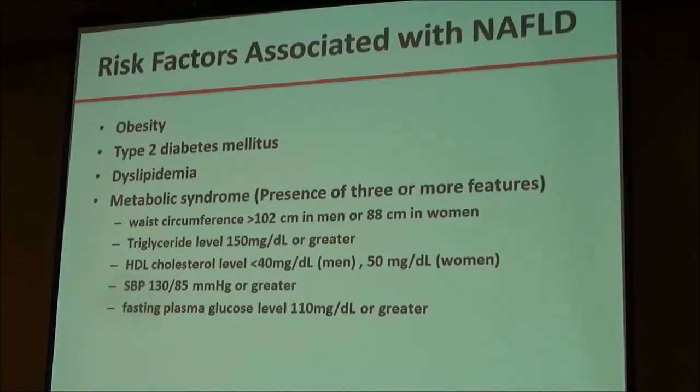So I alluded to risk factors for NAFLD: obesity, type 2 diabetes, and this metabolic syndrome. And people ask me, what is metabolic syndrome? You have to have three or more of these criteria in order to diagnose metabolic syndrome. So many of the patients I see have this central obesity, so their waist circumference is large. In men it can be 40 inches, in women it can be 34 inches. You have to have elevated triglycerides, you have to have low HDL, and remember HDL is that good cholesterol, high blood pressure, and as I mentioned, diabetes.